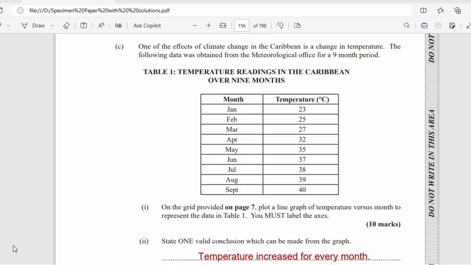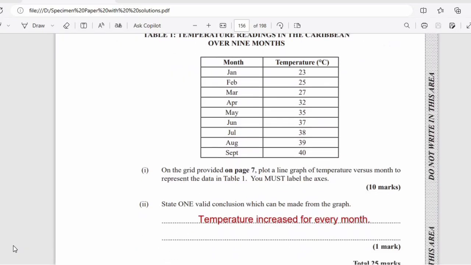You must label the axes, and this is a total of 10 marks. Now guys, 10 marks is a whole lot to lose if you see a question like this on your exam. So let's look at the graph and then we're going to see how it should pan out.